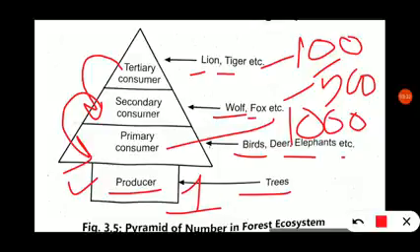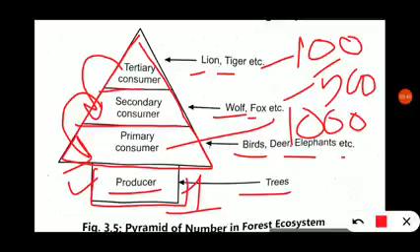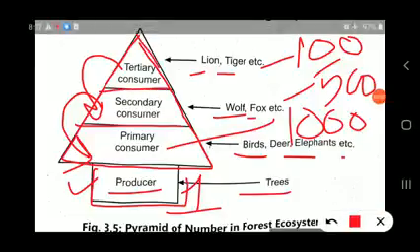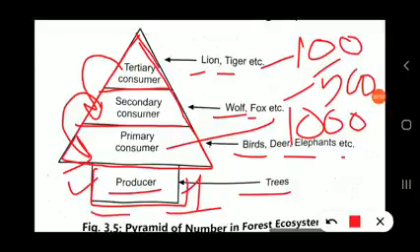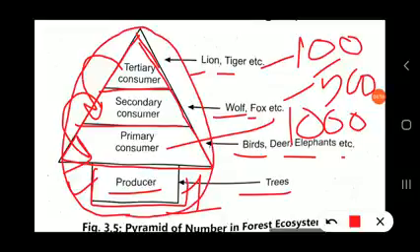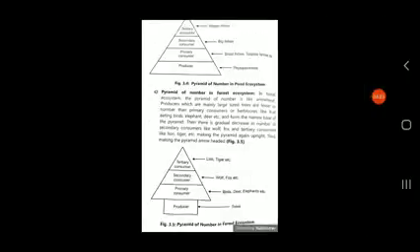Now as you see, when we calculate these numbers and prepare the pyramid, the pyramid becomes arrow-headed, because it forms a narrow base, that is the producer at the base. Then the number of primary consumers increases, the number of secondary consumers decreases, and the number of tertiary consumers decreases, and the pyramid forms this arrow-headed shape. Is this point clear for everyone? That is the pyramid of number in forest ecosystem.